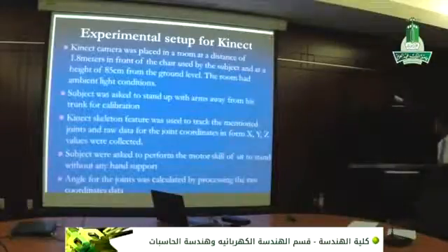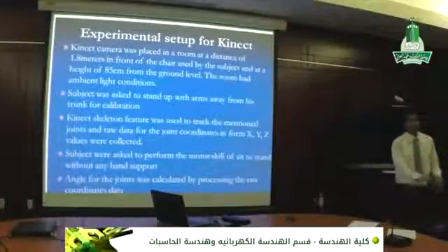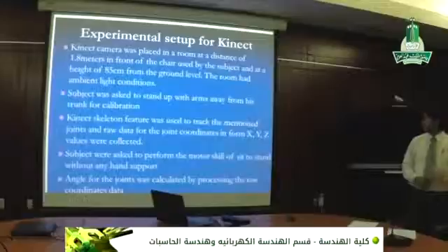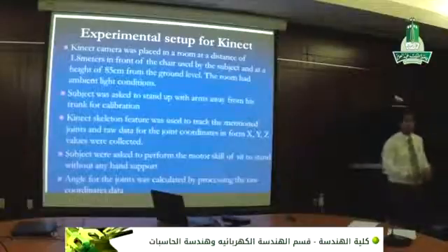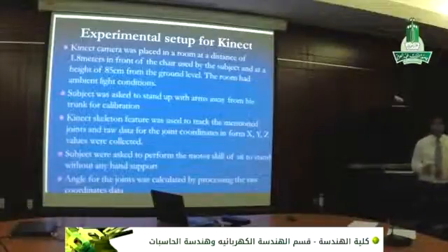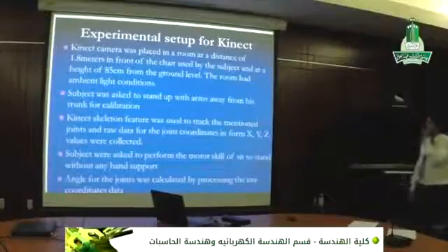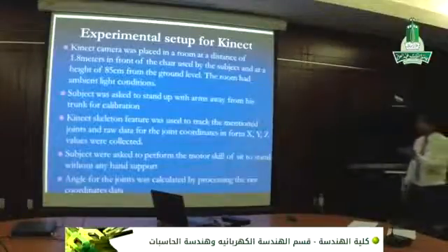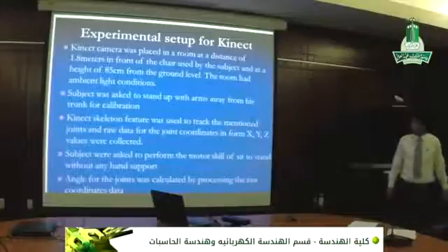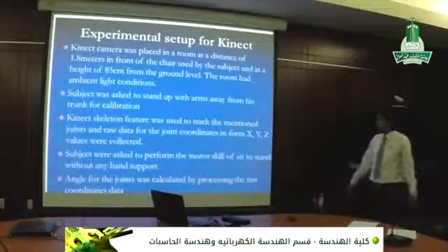The experiment setup for this study was different as compared to the previous study. The subject was placed at a distance of 1.8 meters from the Kinect, which was placed at a height of 85 centimeters from the ground. The room had air conditioning. The subject was asked to perform a sit-to-stand task without arms, with arms away from his body for calibration.